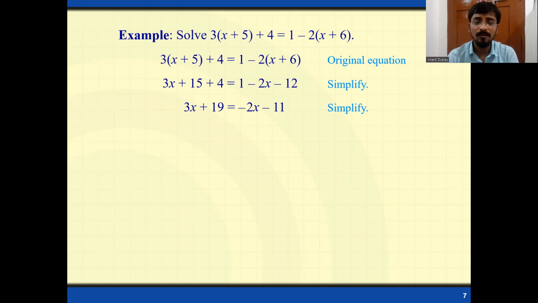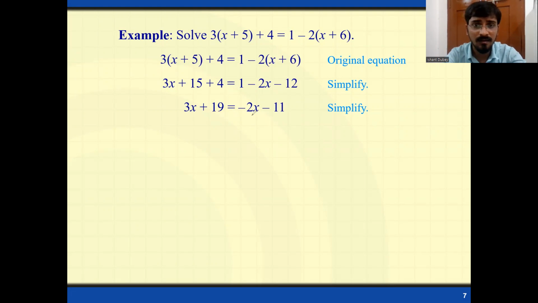So here, minus 2x is there on the right hand side. First the constants: we have opened the brackets. So 3x plus 3 into 5, 15 plus 4, and here minus 2 into x, minus 2x, and minus 2 into plus 6, that is minus 12. Now you can see 15 plus 4 is 19, and here 1 minus 12, we'll be getting minus 11. So this is what simplified.